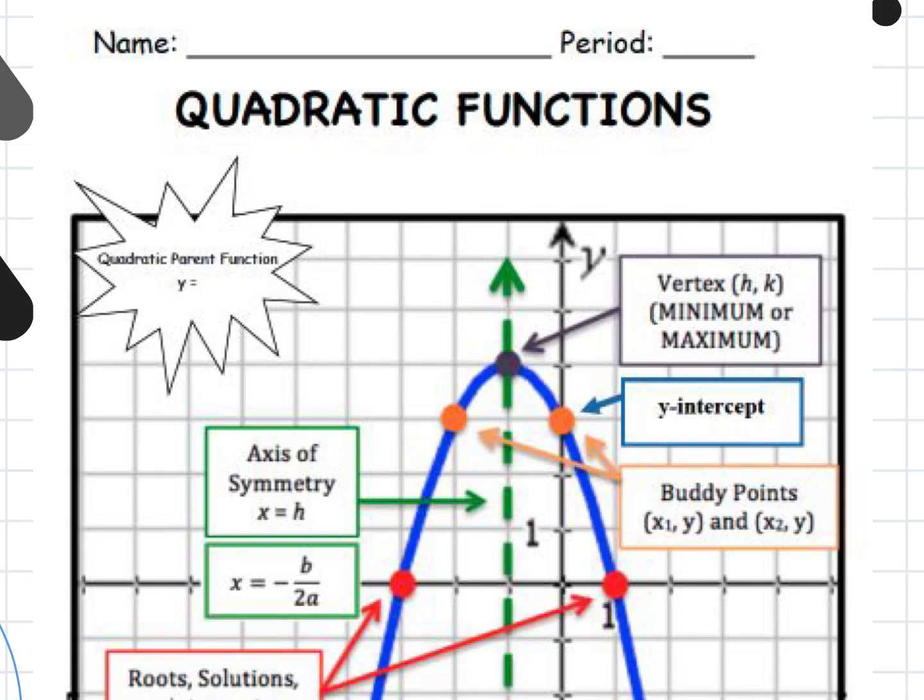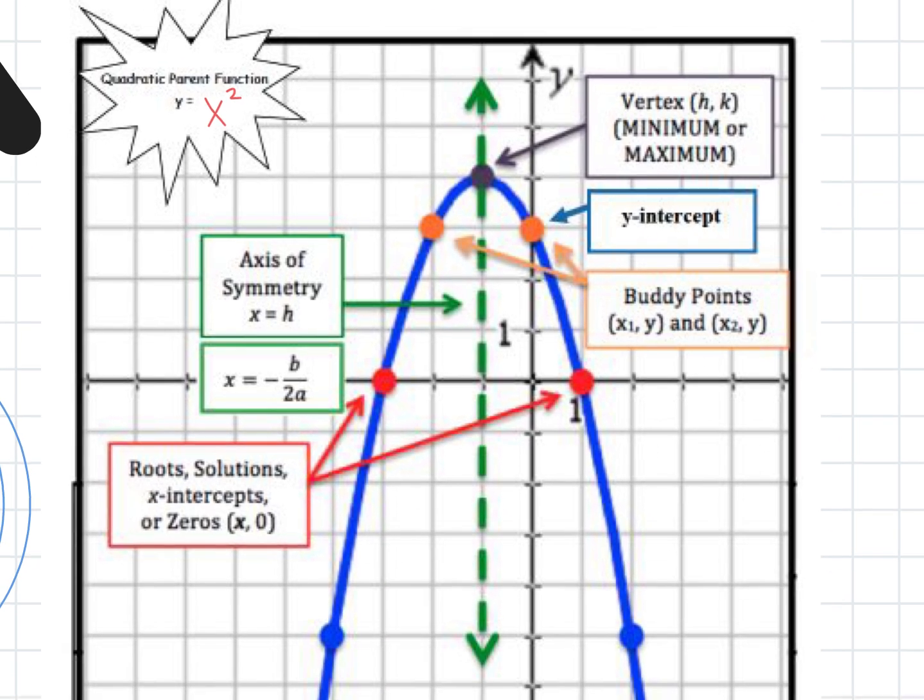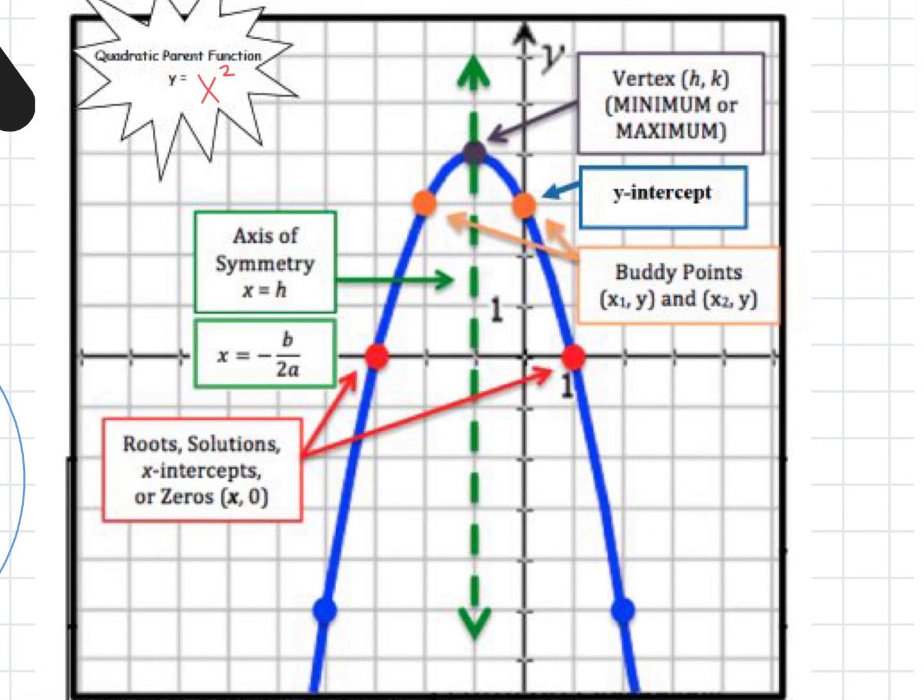So we started with, when we very first started talking about quadratics, we talked about the parent function. What was the quadratic parent function? Y equals x squared. That was the function that we said all quadratics parabolas are based off of. Okay? When we look at this picture, we can see all the different things.